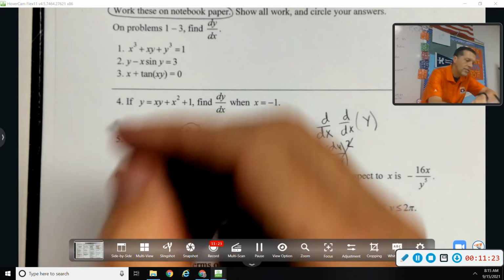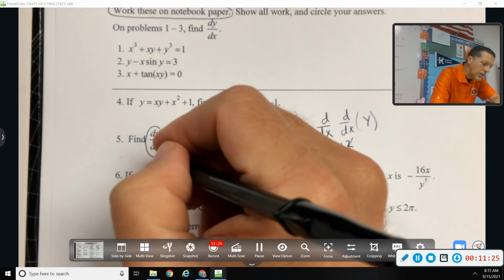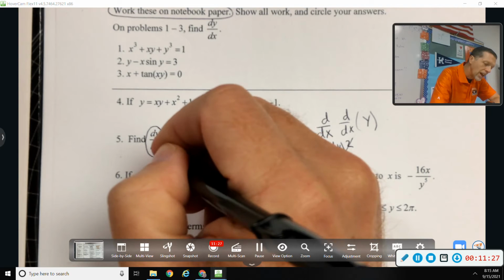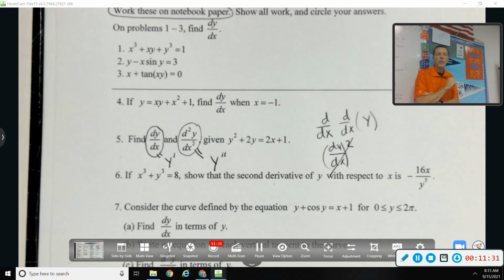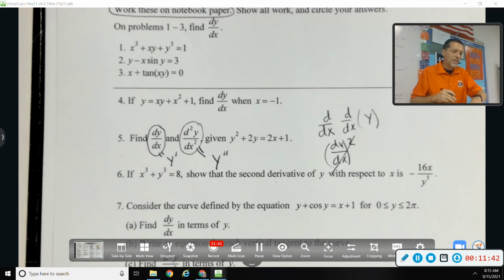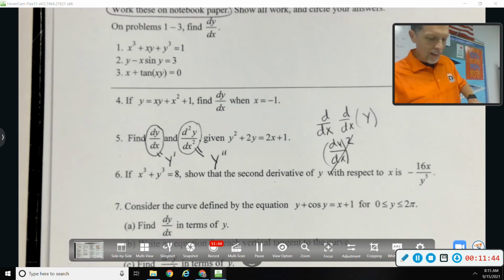In fact, I haven't said it much because I wanted to make it really clear that we were using dy/dx. But anytime dy/dx shows up, you can use y prime. So that makes your life a little easier in terms of writing. I mean, not much, but a little bit. All right, having said all that, let's go back and do number 6.